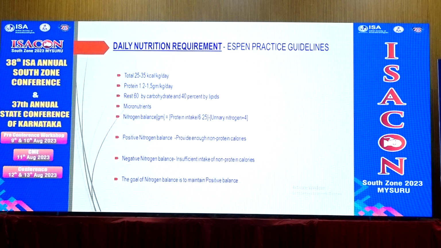Coming to the next, daily nutritional requirements, how we calculate. The European Society of Parenteral and Enteral Nutrition practice guidelines calculate the nutrition as per that. Total is 25 to 35 kilocalories per kg per day, and proteins 1 to 2.5 grams per kg per day, and the rest is 60% carbohydrate and 40% lipids. In addition, micronutrients are very important, and we have to keep a positive nitrogen balance.